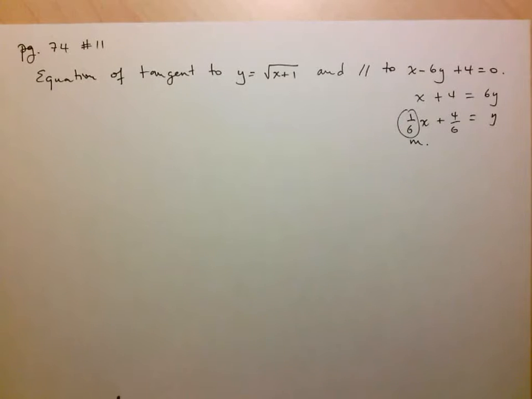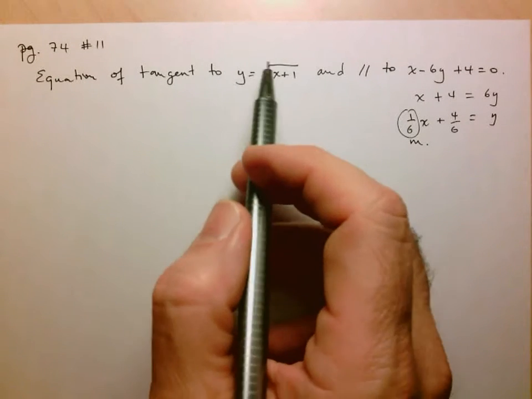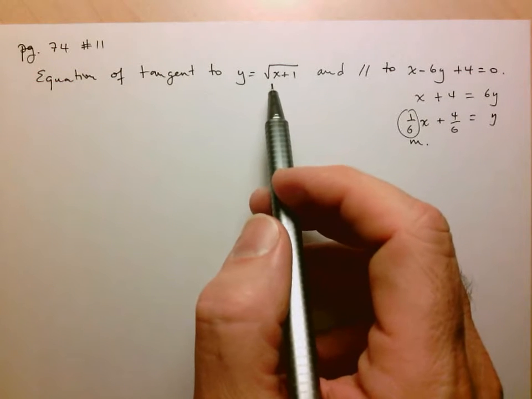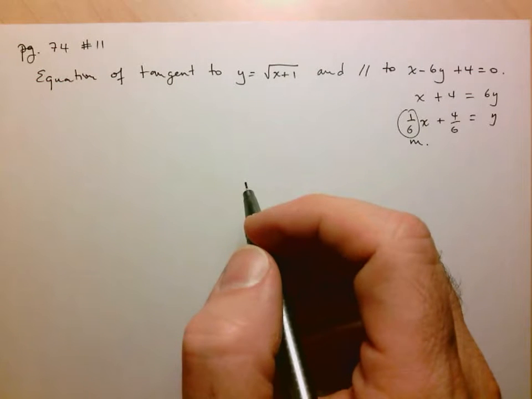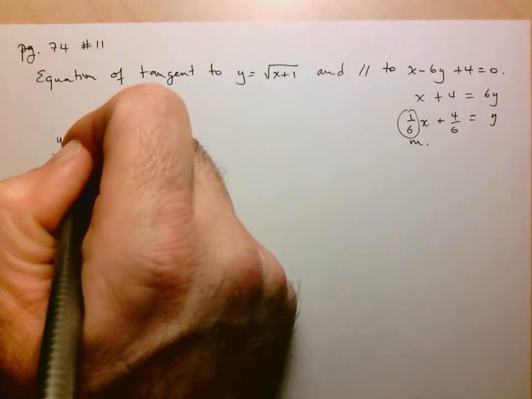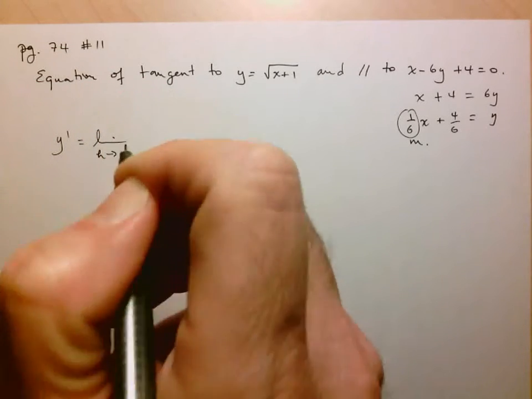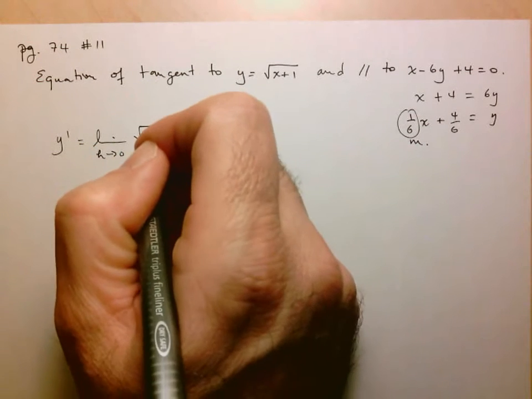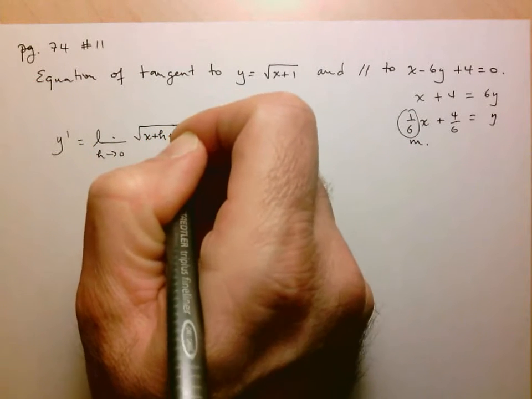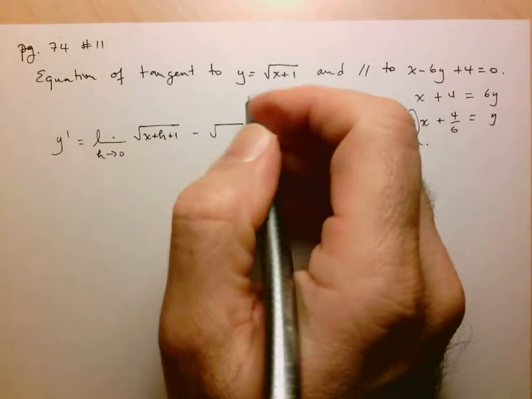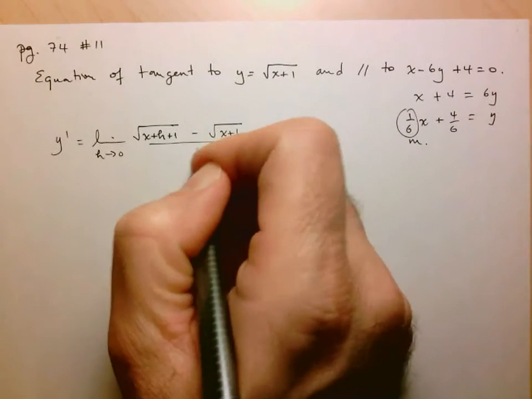But I also know that the slope of this tangent is given by the derivative of this function y. We don't have any derivative rules to find this derivative more easily, so we're going to have to use the limit definition. The derivative of y is the limit as h approaches 0 of the function evaluated at x plus h, so square root of x plus h plus 1, minus the function itself, root of x plus 1, all over h.